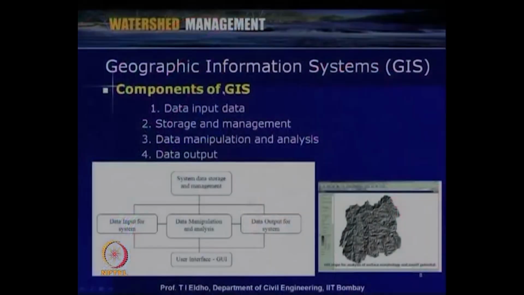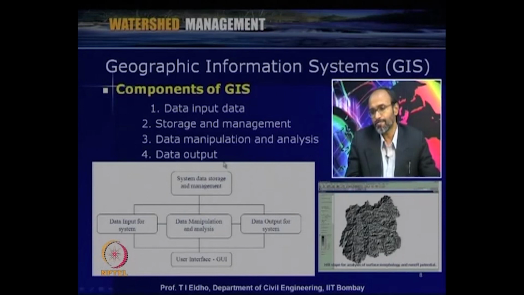So, the important components of GIS are the data input, then storage and management, data manipulation and analysis, and the data output. This shows a typical flow chart for GIS: data input for the system, then data storage and management, then data manipulation and analysis, and data output, and then everything is visible through a user interface, the so-called graphical user interface.